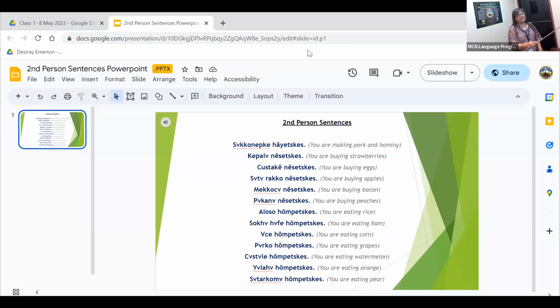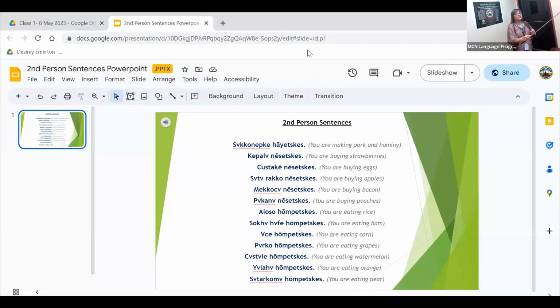Aloso Hombitskis. You are eating rice. Soka Happy Hombitskis. You are eating ham. Aji Hombitskis. You are eating corn. Batko Hombitskis. You are eating grapes. Justale Hombitskis. You are eating watermelon. Yalaha Hombitskis. You are eating orange. Sardapgoma Hombitskis. You are eating pear.